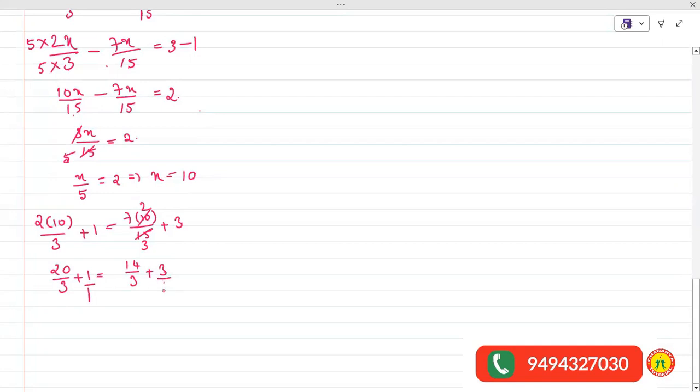Now we can say, here by 1, the LCM is 3. 14 plus 9. Sir, we can directly send the 14 by 3 to the other side and send the 1 to this side. It will become 6 by 3 equals 3 minus 1. Yes, of course. 23 by 3, 23 by 3, both are the same.